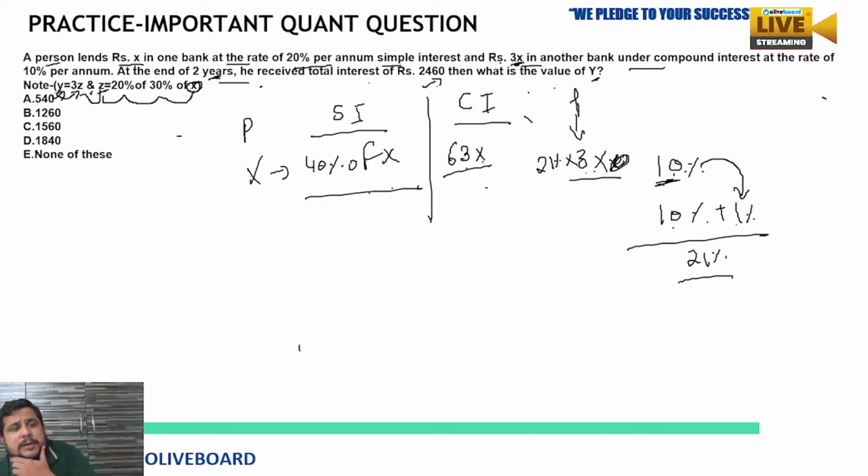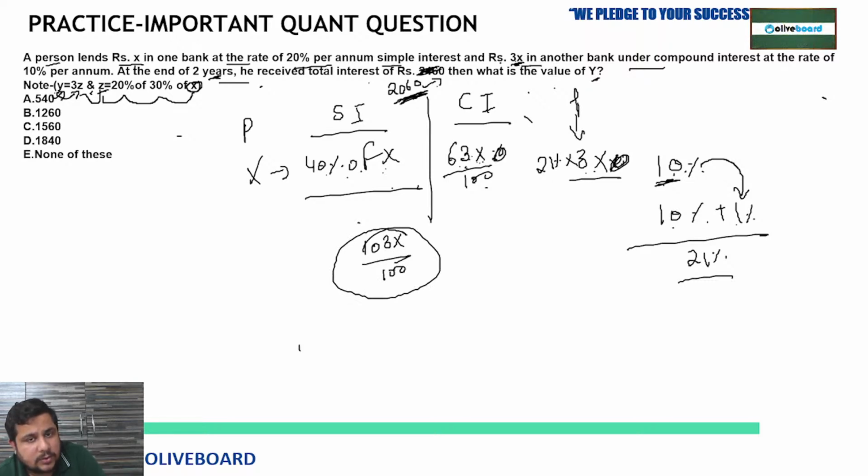63x. Yes. Okay, so how much is he getting? 63% of x, right? 63% of x, or you can say 63x upon 100, and here 40x upon 100. So total would be what? 103x upon 100. This is the total interest he is getting, including SI and CI both, which is equal to the total interest, that is how much?